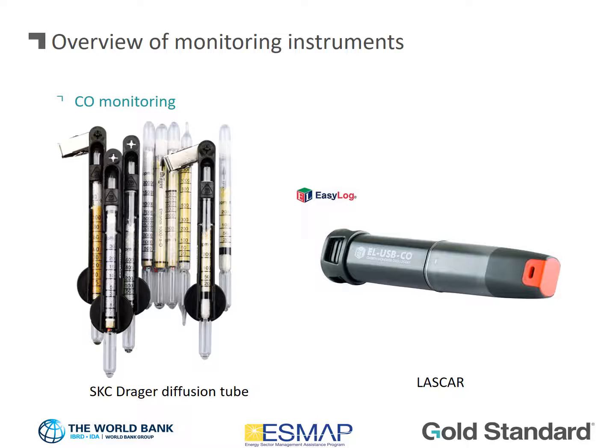Some CO monitoring instruments that are available include diffusion tubes, which are shown on the left and are developed by SKC, and then LASCAR. And the diffusion tube is an integrated measurement, so it does sort of average CO ppm over time, whereas LASCAR gives minute by minute measurements of CO.